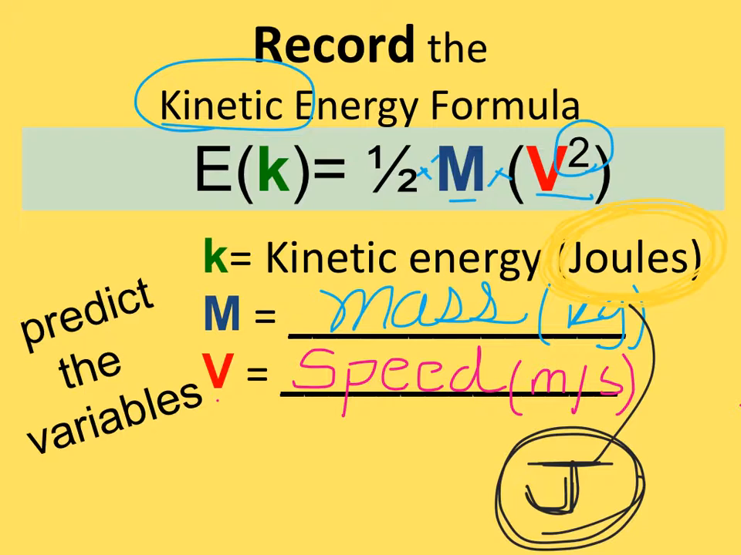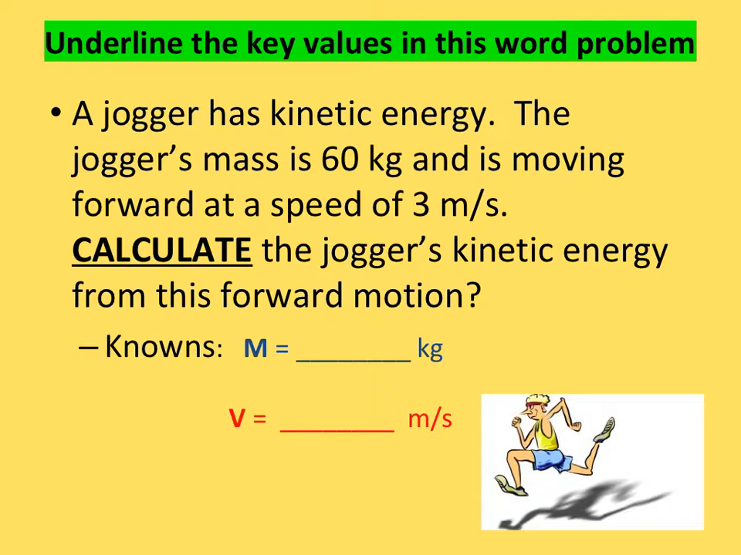So let's try some problems. You've got a word problem there. We're going to underline the key values. That always helps us get started. So looking through, we see a couple words and numbers that we want to highlight to plug into our formula. So we have a jogger with kinetic energy with a mass, that's one of our buzzwords, mass of 60 kilograms, and is moving forward at a speed or velocity of 3 meters per second. So knowing those two, we want to plug those in to our values down here.